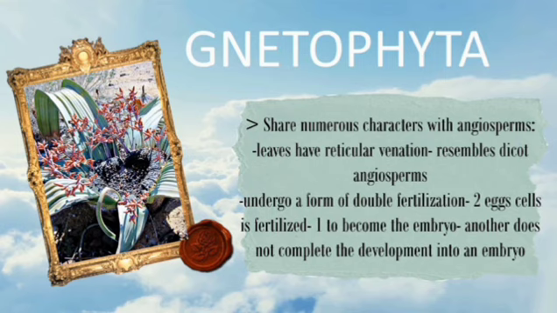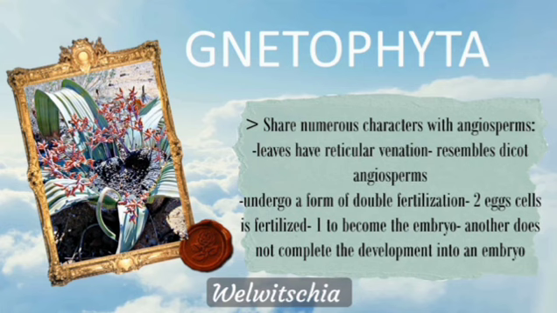The other example is Gnetophyta undergo a form of double fertilization. Two egg cells produced are fertilized, but one is fertilized to become the embryo, but the other one does not complete the development into an embryo and does not provide any nutrition to the developing embryo.